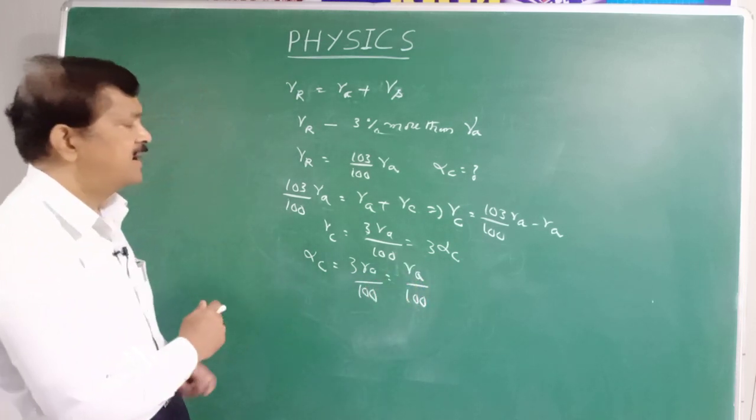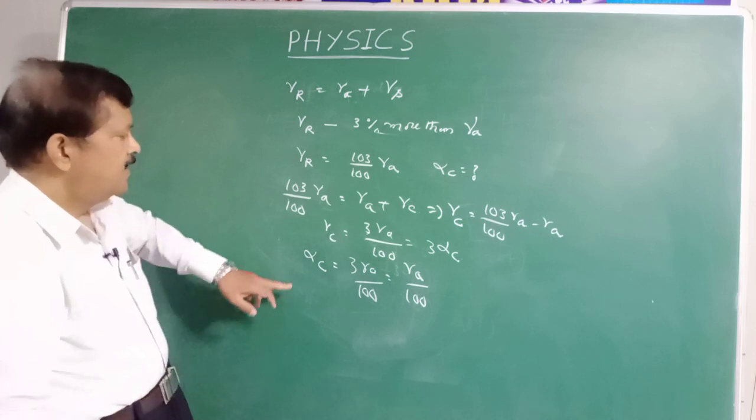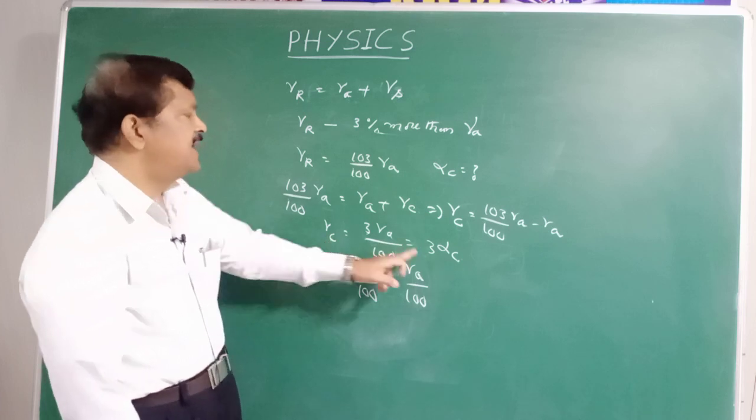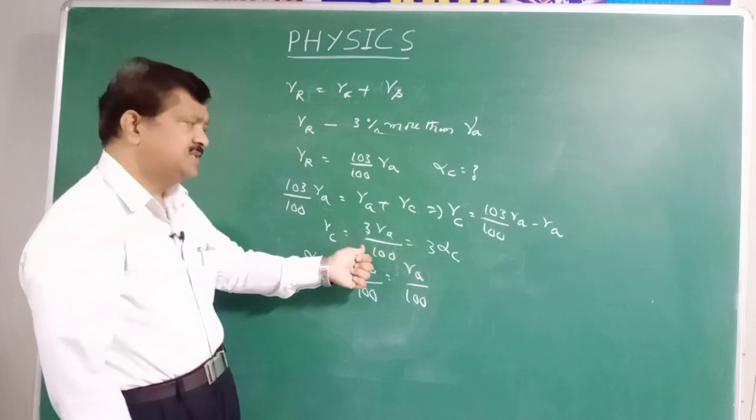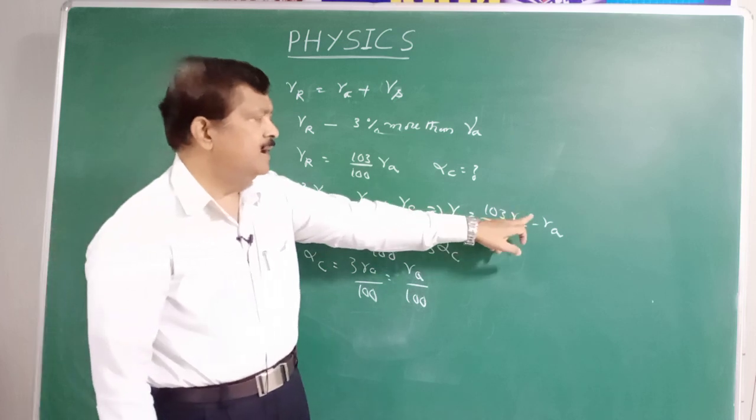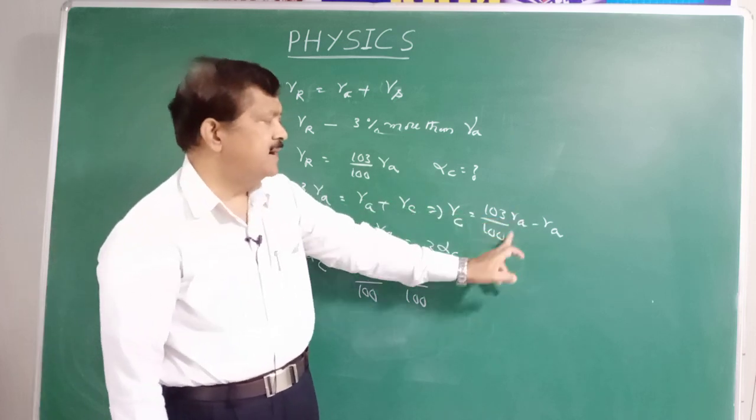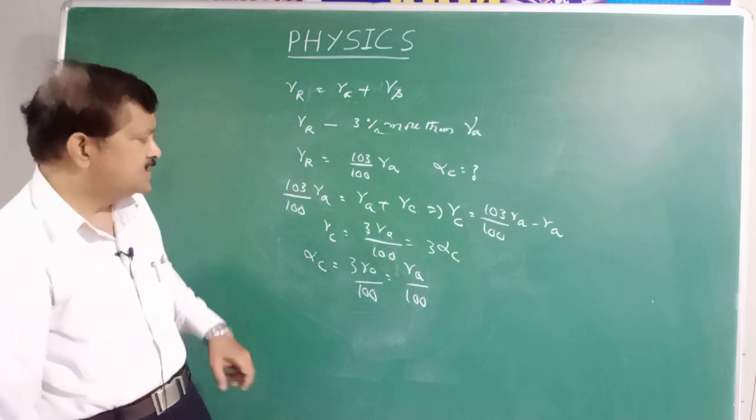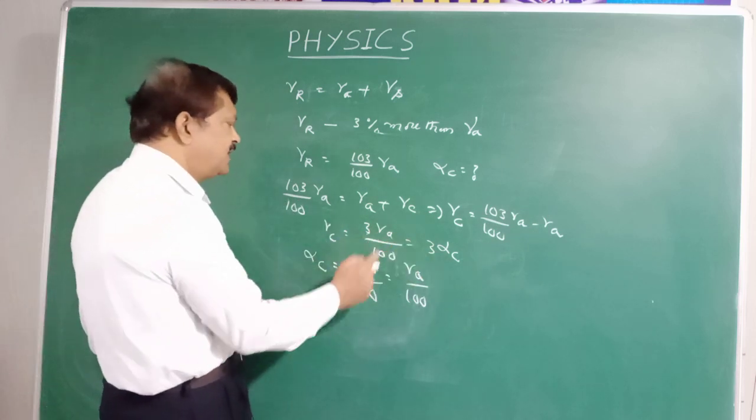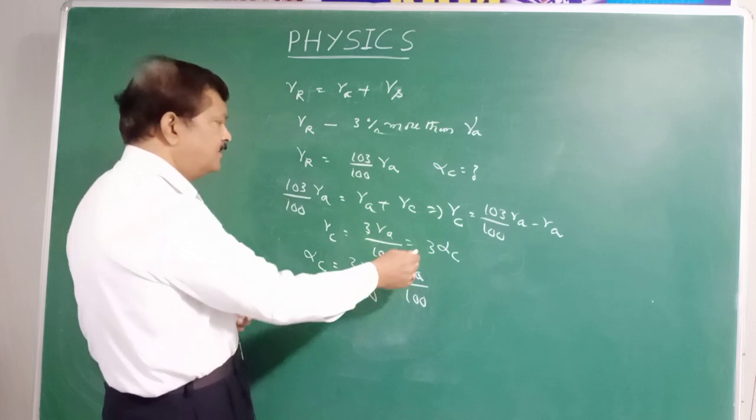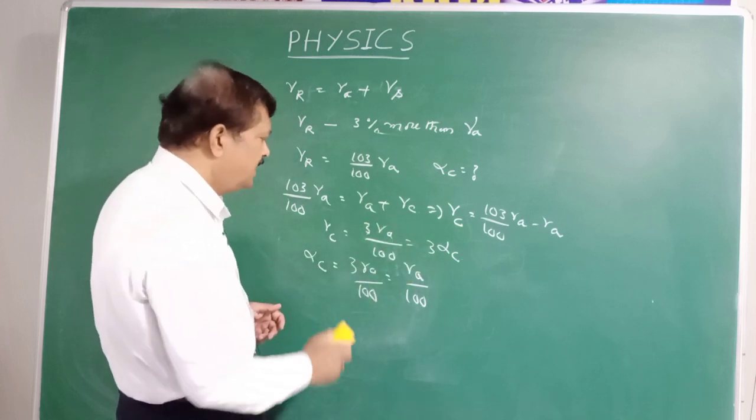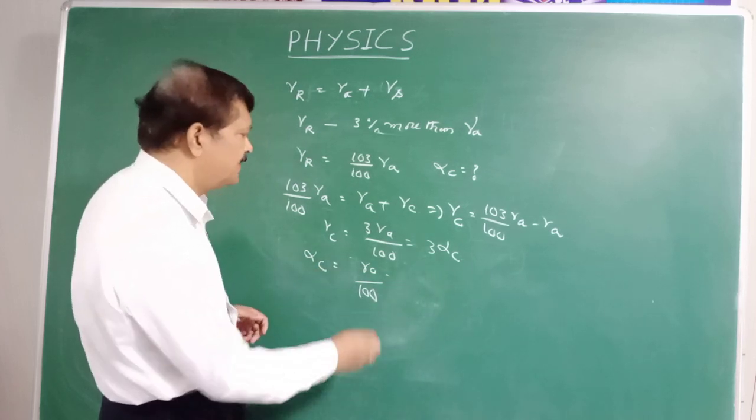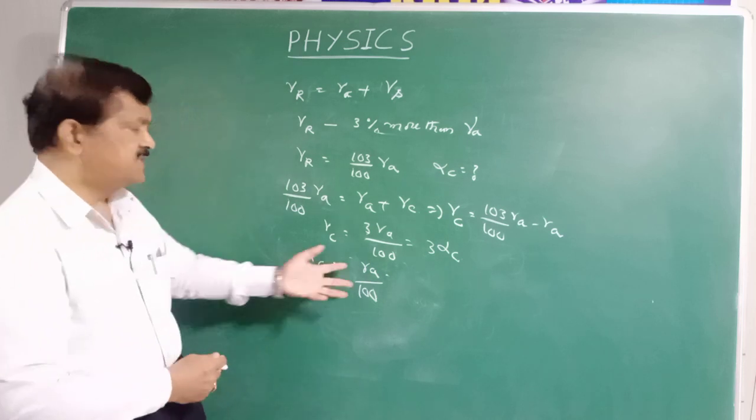Gamma A by 100. Here we are taking the value of gamma C as 3 alpha C. Gamma C we are getting as 103 by 100 into gamma A minus gamma A. Taking LCM, 103 minus 100, it is 3 gamma A by 100. So alpha C will be equal to gamma A by 3, the 3 will be cancelled, so you will have gamma A by 100. Directly we can write alpha C equals gamma A by 100.